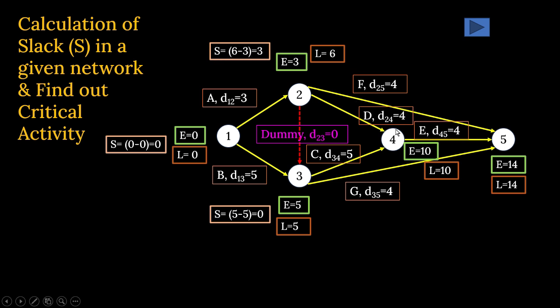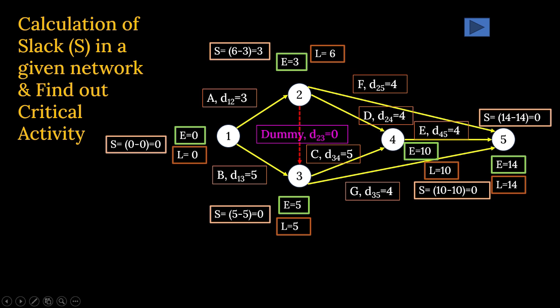Okay, fine. Let us find out on node 4. On node 4, the value of L, that means latest start time, is 10, earliest start time is 10, and the difference of that is 0. So at node 4, the slack is 0. Similarly, at node 5, the last node of this network, where the value of L is 14 and the value of E is 14, and 14 minus 14 is equal to 0. So S is also 0.